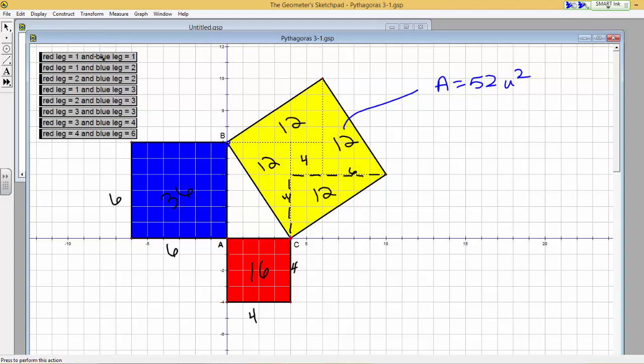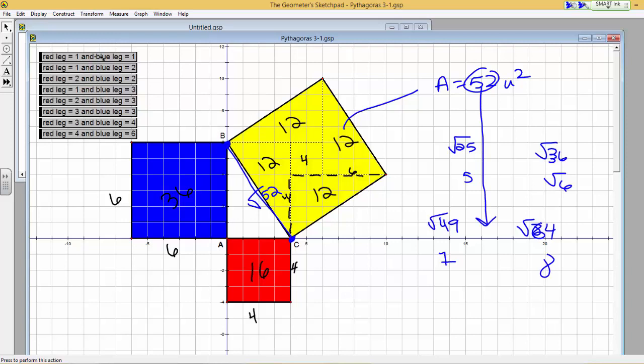So, the yellow square's area is 52, which means each side length is the square root of 52. Square root of 52. Square root of 25 is 5. Square root of 36 is 6. Let's keep going. Square root of 49 is 7. Square root of 64 is 8. 52, bam, right here. Let's guess. It's like winning the lottery. That's my guess. Okay, filling it out.